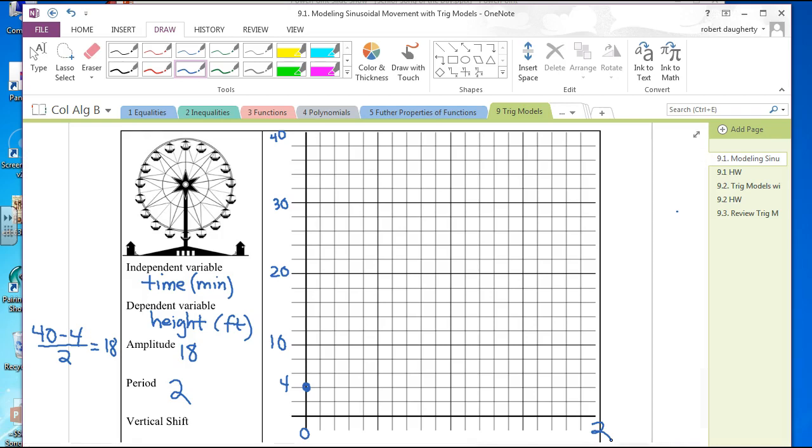If that's 2, then what's halfway in the middle? 1. What's halfway between there? 1/2. Okay, so this is the skill that we used in graphing all of these trig functions. It starts at 4. Where is it going to end up? At 4, because that's the complete cycle. And then halfway in between, where am I going to be? I'm going to be at 40.